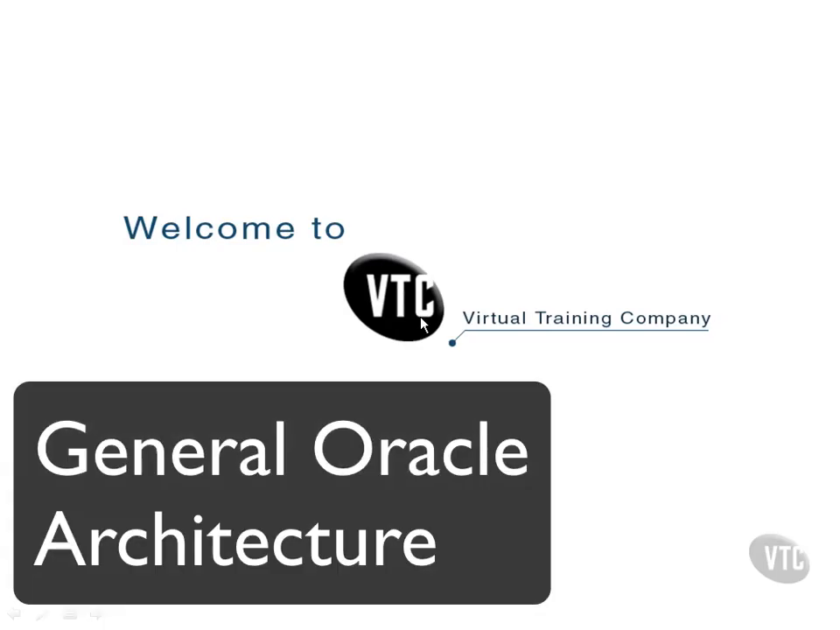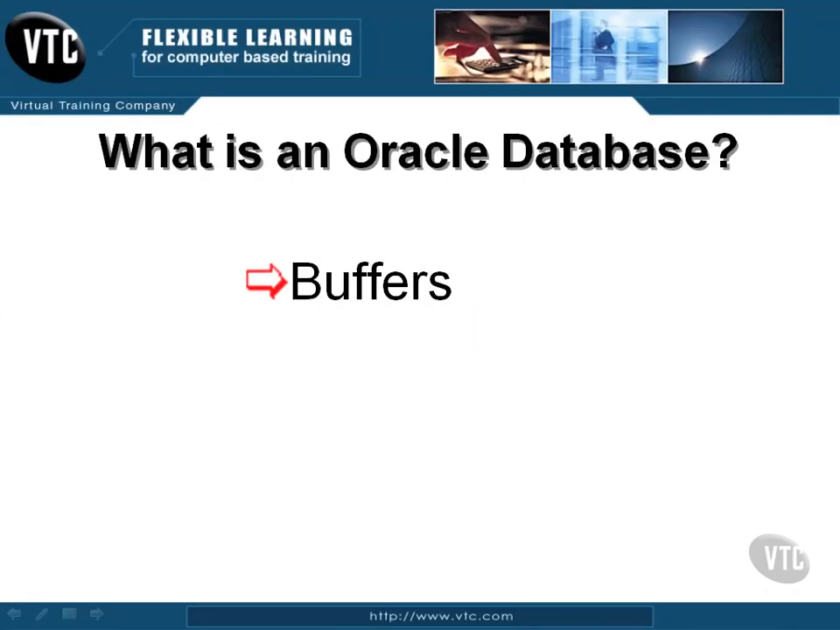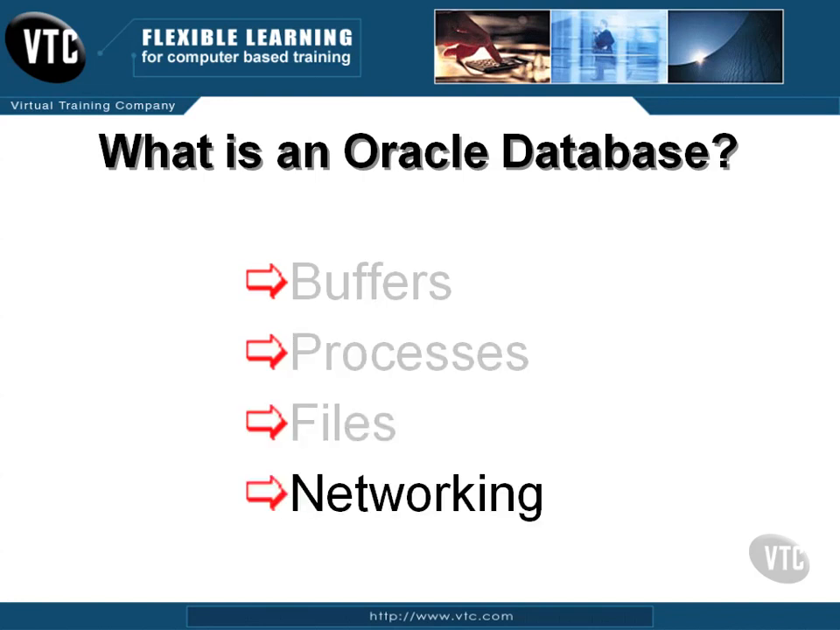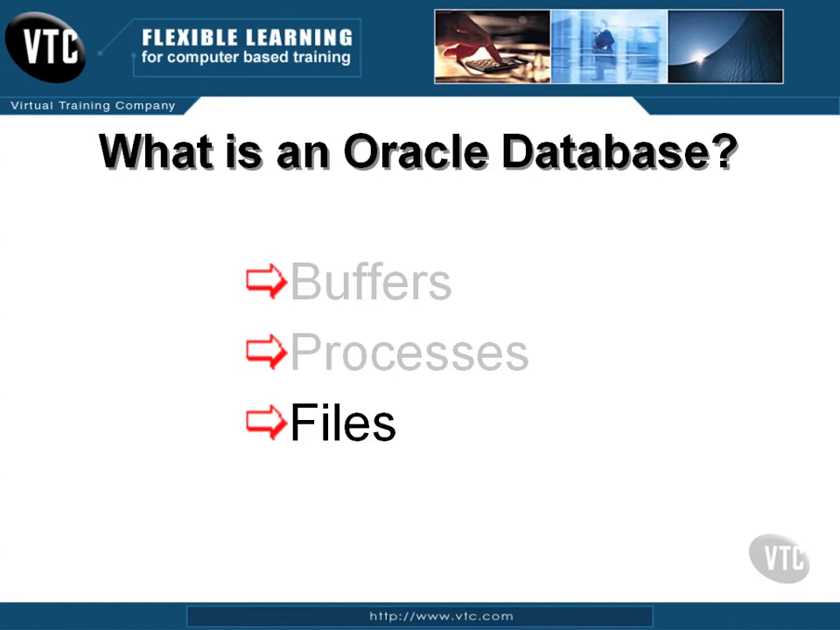The general architecture of Oracle Database consists of a number of things. Basically, going through them quickly: buffers, processes, files, and networking.